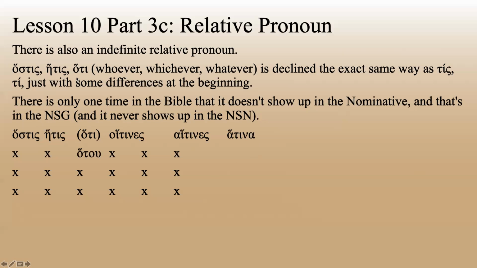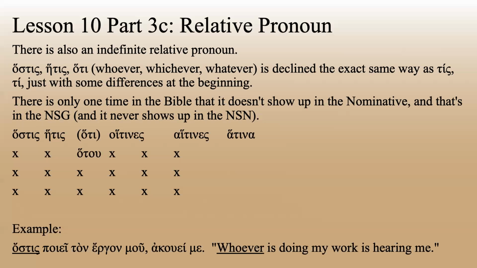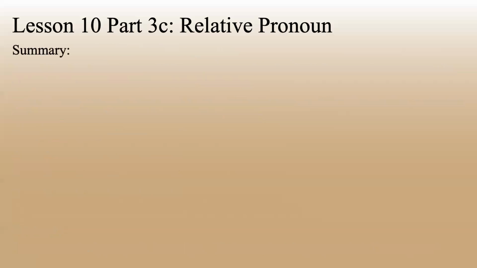Now, if you're worried and going, oh no, hati just looks just like hati, don't worry, this one doesn't actually ever show up in scripture. That's just the form that it would be if it did show up. If you're studying Homer's Iliad or the Odyssey or something, you might run into this, but it never actually shows up in the New Testament, so you don't really need to worry about that. Though the accent is on the iota for the conjunction, I do believe. All right, and for example, hostis poiei to ergon mou akouei me, whoever is doing my work is hearing me. It adds that idea of uncertainty, that like everness that you can throw in there. So summary, learn the forms, and that's all.